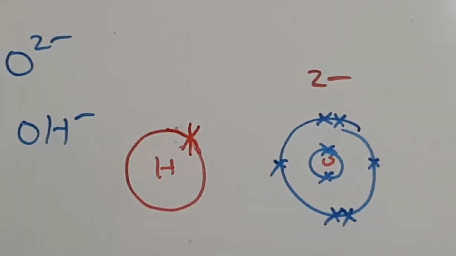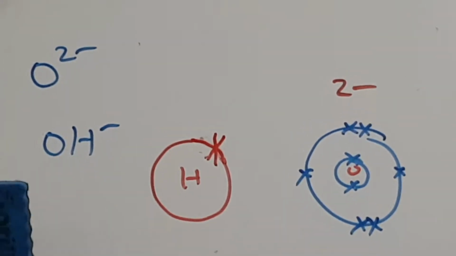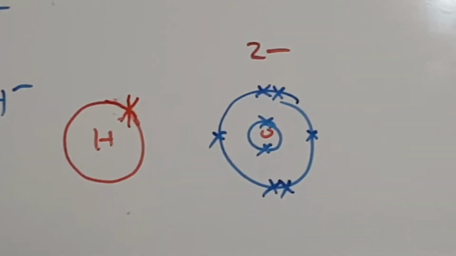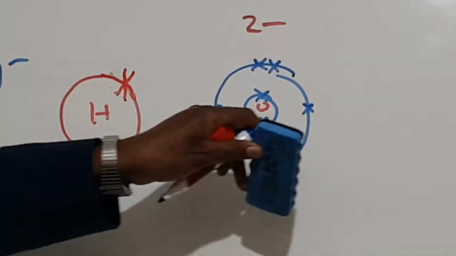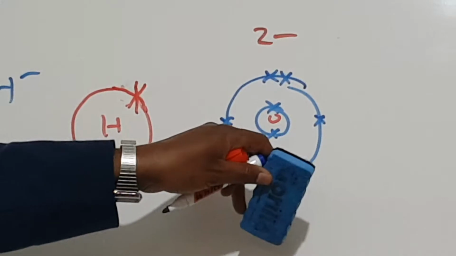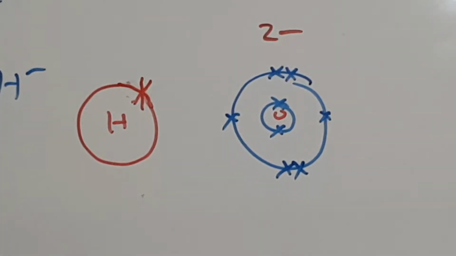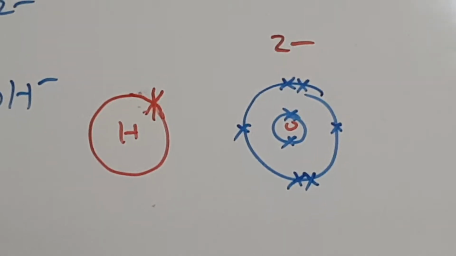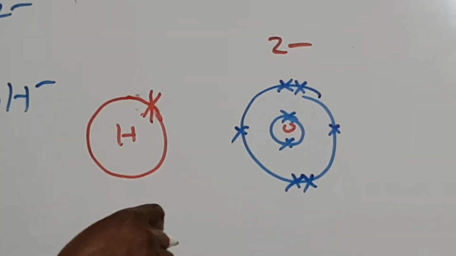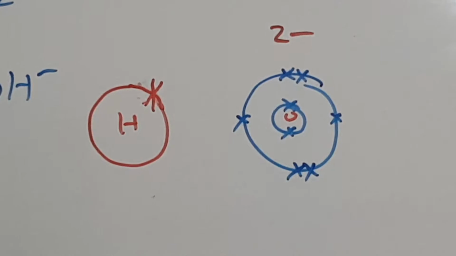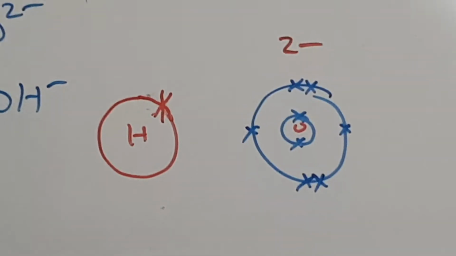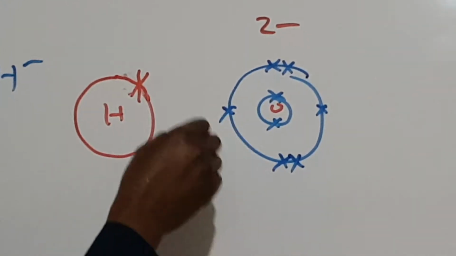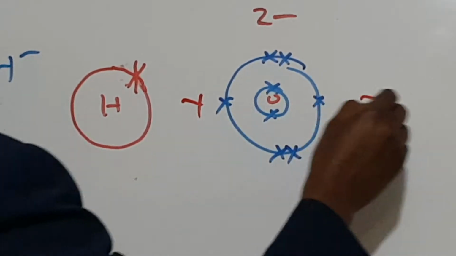Hydrogen has 1 electron in cell K. Oxygen has 2 electrons in cell K and 6 electrons in cell L. Now let's say, because they are both non-metals, when they react, what type of bonding is it going to be? Covalent bonding.